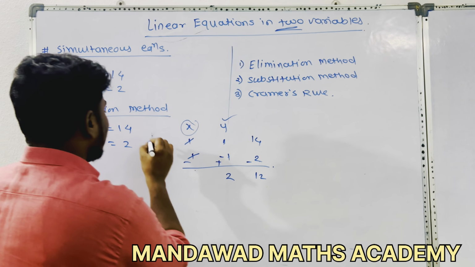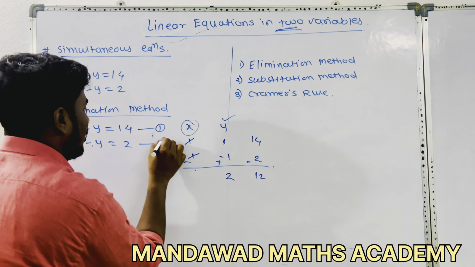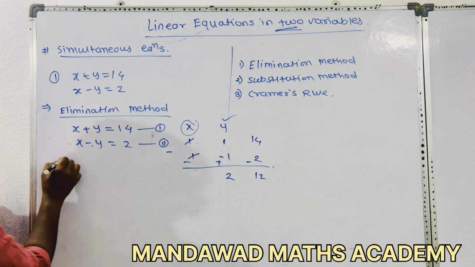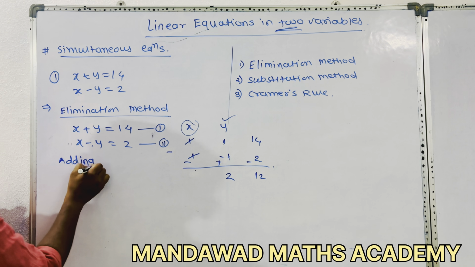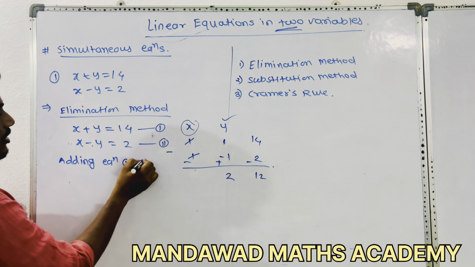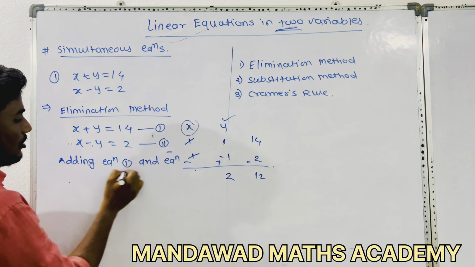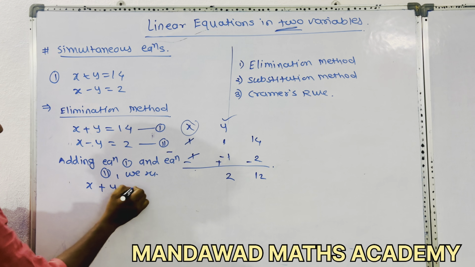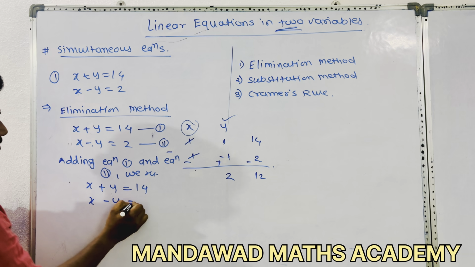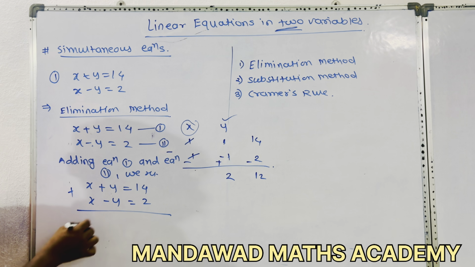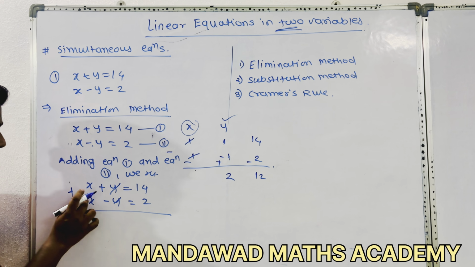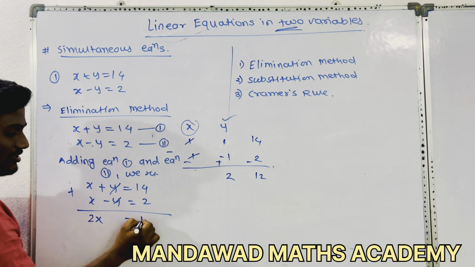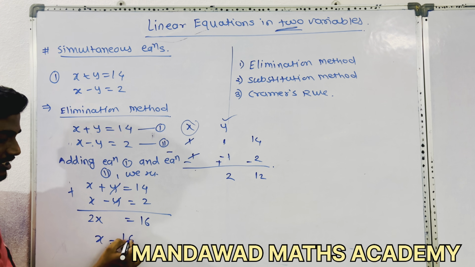Suppose I call this equation number 1 and this equation number 2. Adding equations 1 and 2. You can do subtraction also. So what we get here: x plus y equal to 14, x minus y equal to 2. Add these two, minus y plus y cancel, x plus x is 2x equal to 16. What about x? x equal to 16 divided by 2. 2 ones are 2, 2 eights are 16, means x equal to 8.